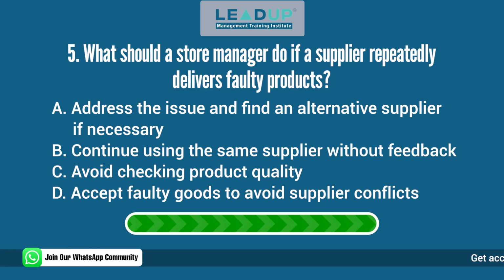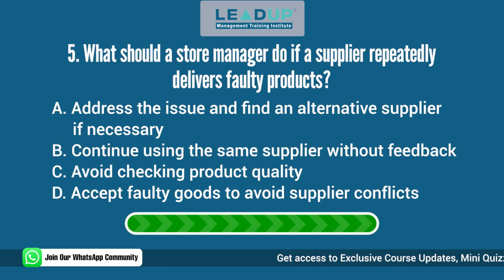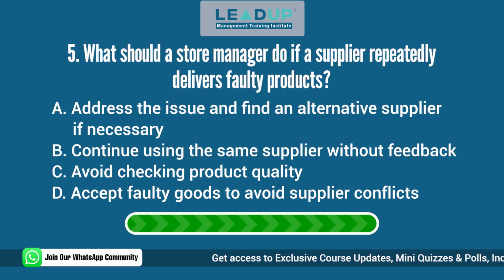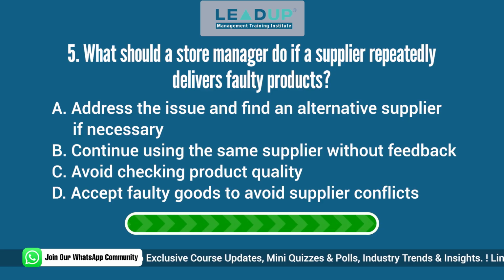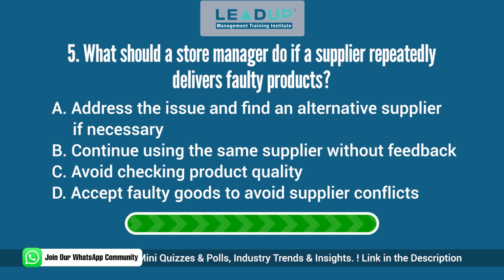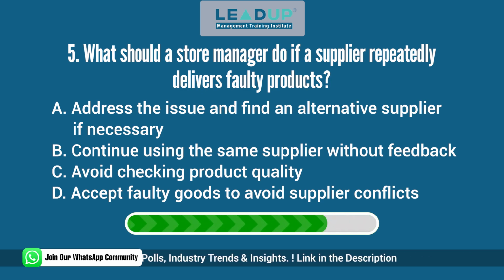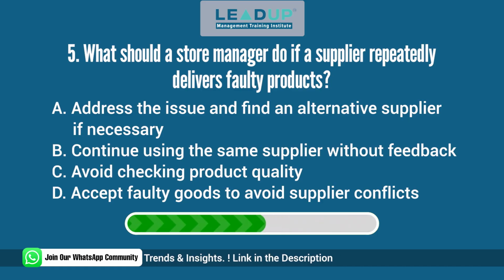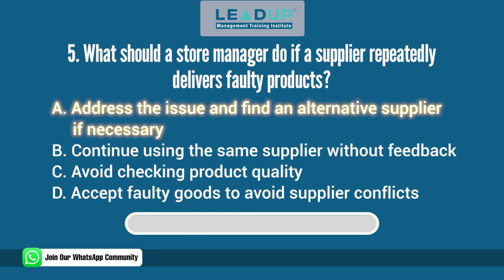Question 5. What should a store manager do if a supplier repeatedly delivers faulty products? A. Address the issue and find an alternative supplier if necessary. B. Continue using the same supplier without feedback. C. Avoid checking product quality. And D. Accept faulty goods to avoid supplier conflicts. Answer: address the issue and find an alternative supplier if necessary.